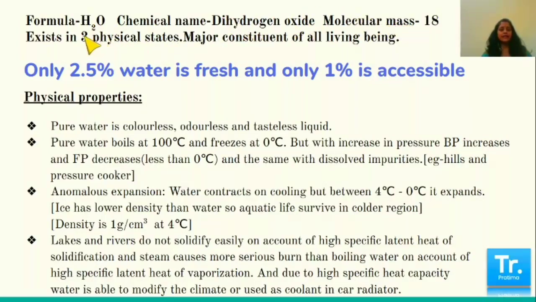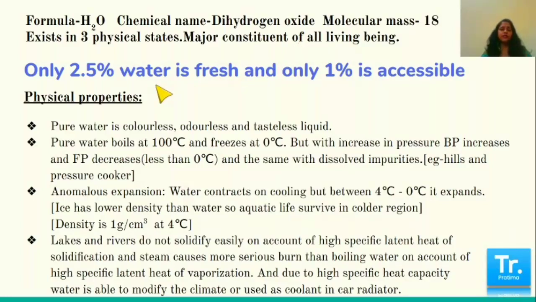As you all know, it exists in 3 physical states, solid, liquid and gas, and it is the major constituent of all living being. It supports the life. Without it, life is not possible for all living being. How important it is. And the total amount of water on Earth's surface, as you all know, is 70%.